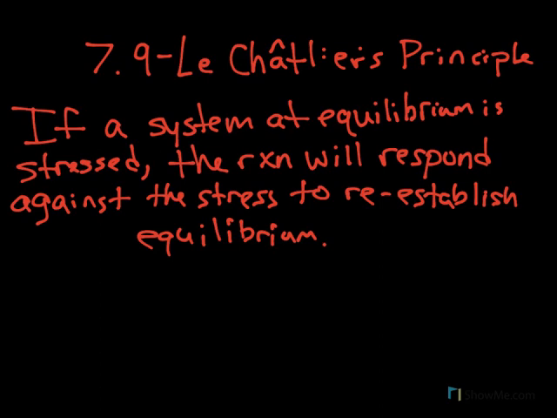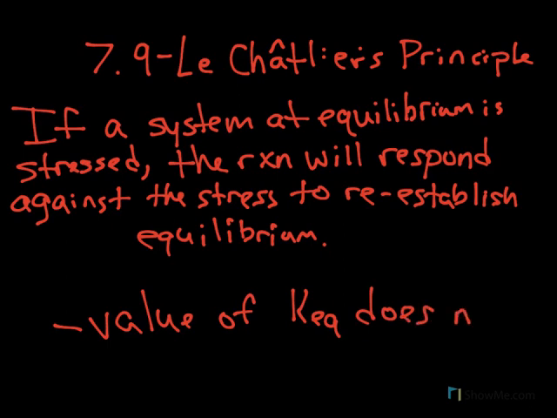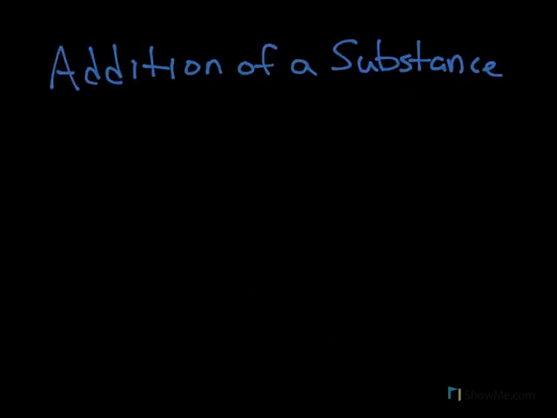It is important to note, though, that any of these stresses that you cause on the system do not change the value of K. So your equilibrium constant does not change simply due to these stresses. So let's go through what some of these stresses could be. The first one is the addition of a substance.